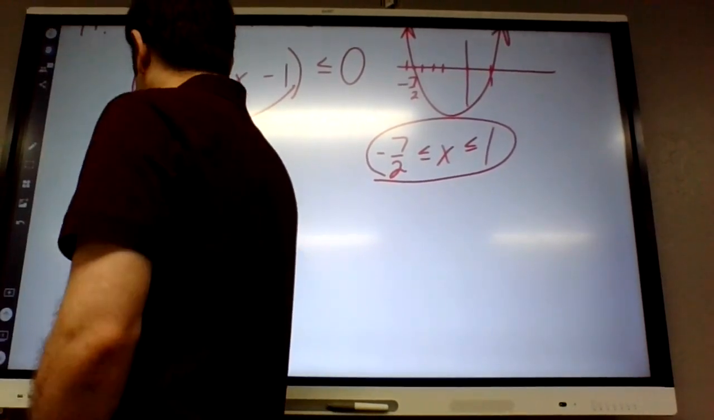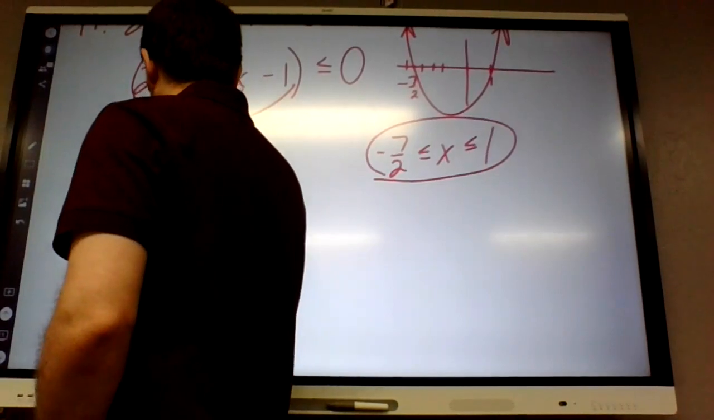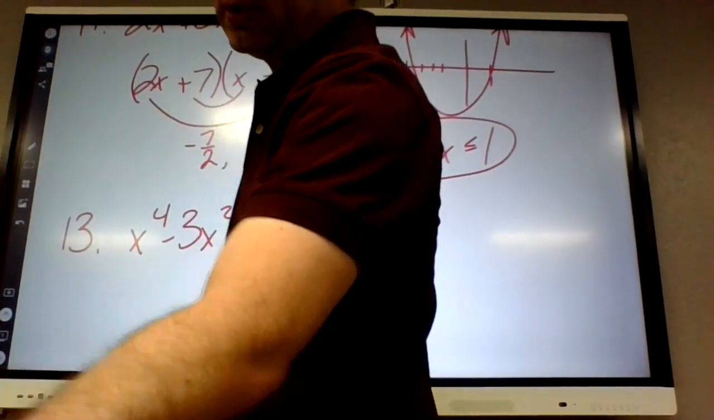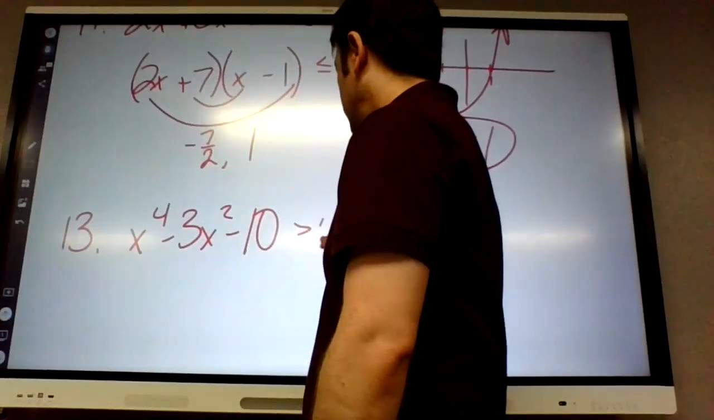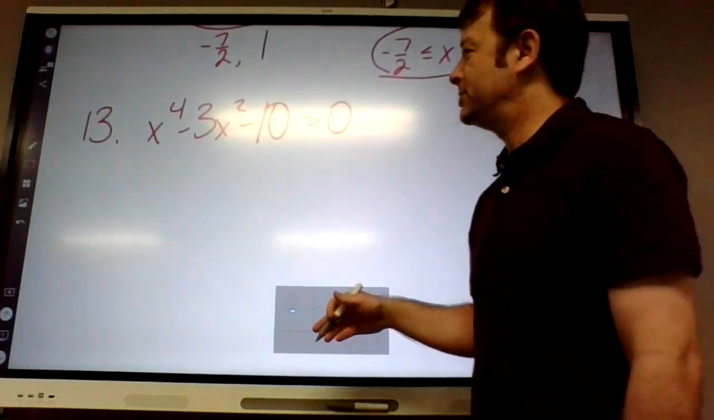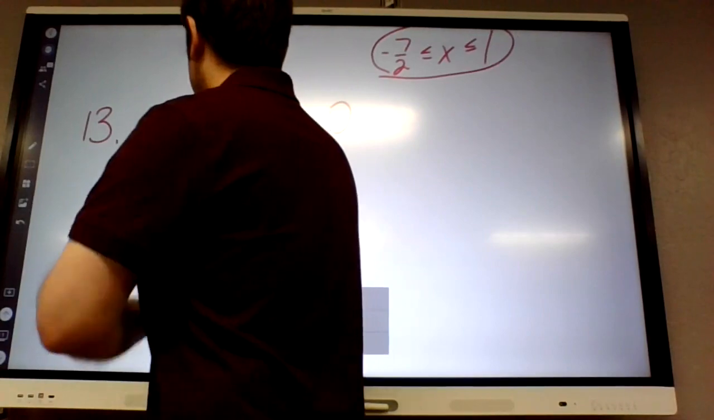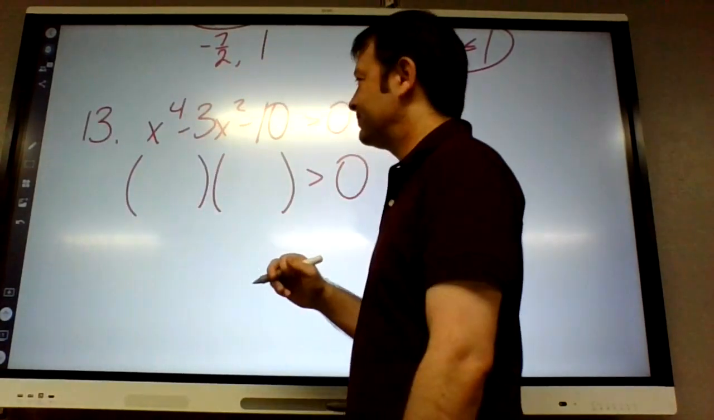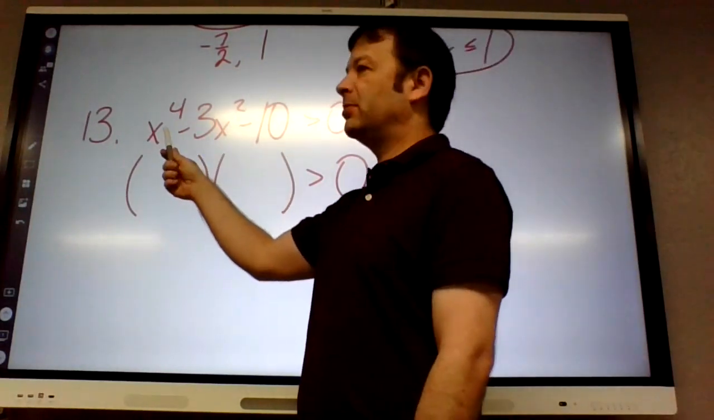X to the 4th minus 3x squared minus 10 is greater than 0. All right, you guys remember how we did these? Did you guys get this one right in the test?